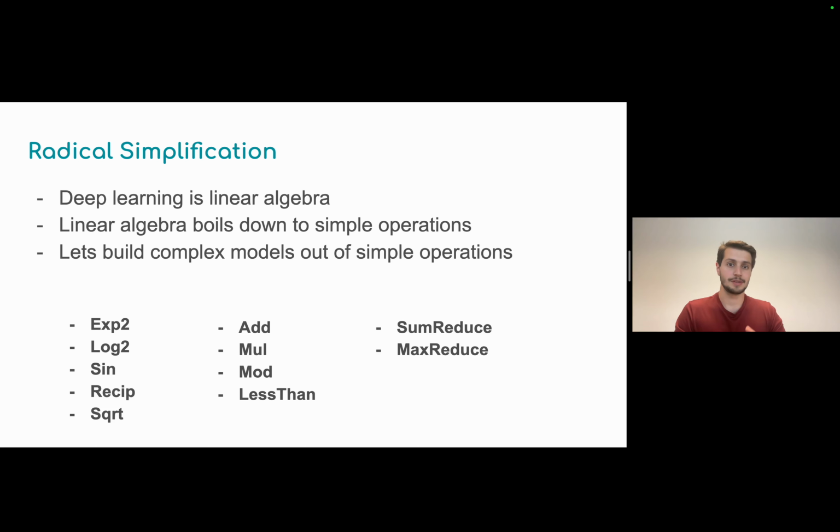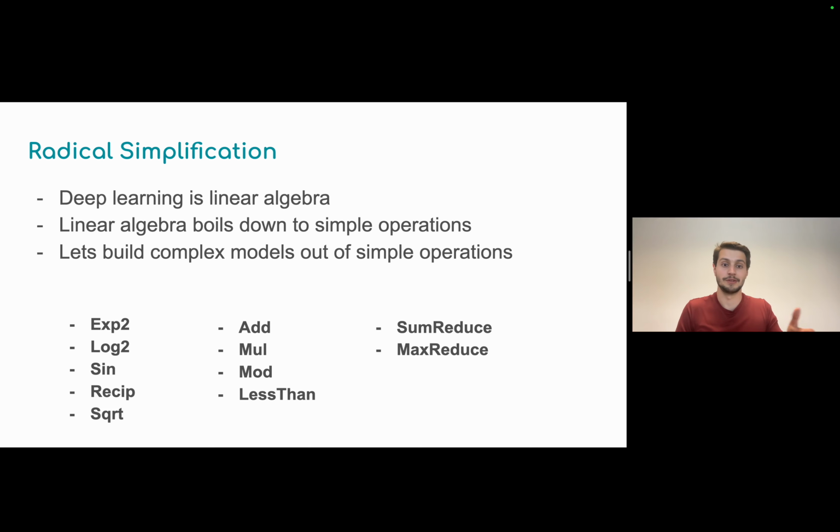So what we do is we take the approach of looking top down at machine learning and then saying fundamentally, what is the minimum amount of things we need in order to make ML models run. So deep learning, again, like I said, is linear algebra. Linear algebra boils down to simple ops. So what if we just built these very complicated models out of Lego blocks of very simple operations?